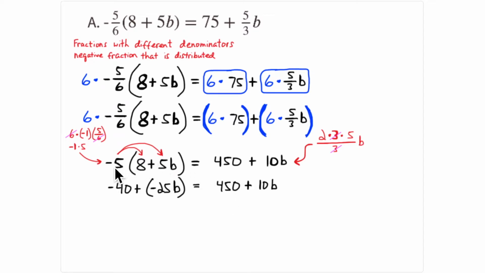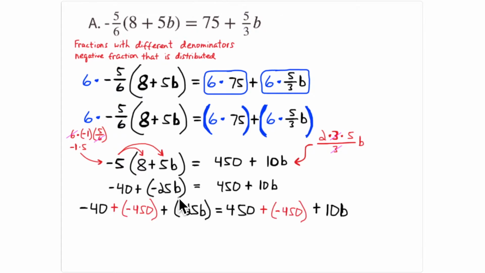All you're doing is distributing this negative 5 in this case. So this is not one of those places where, whatever you do to one side, you have to do to the other side. It's just renaming this negative 5 times 8 plus 5b in a different way. You're distributing that negative 5 to get negative 40 plus a negative 25b.